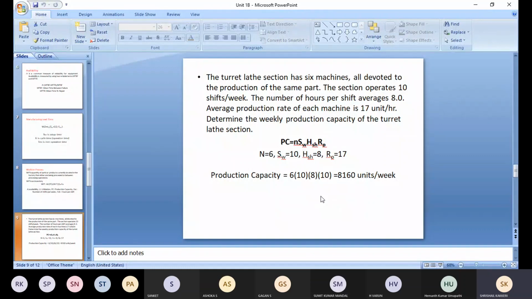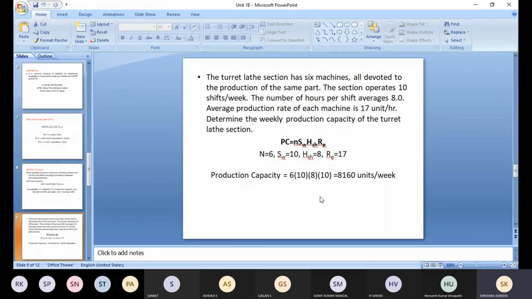A turret lathe section has 6 machines. That means the number of machines, N, will be 6, all devoted to the production of the same part. That means to say it is a job shop production. For the entire one shift or the entire month, the type of production will be of the same type. Okay, it is a job shop production.